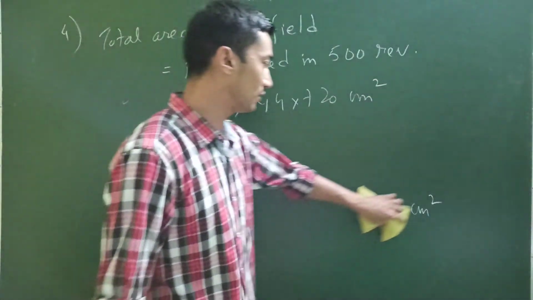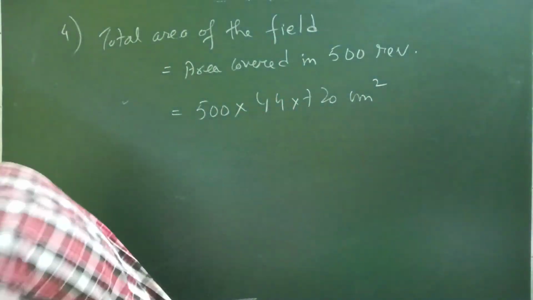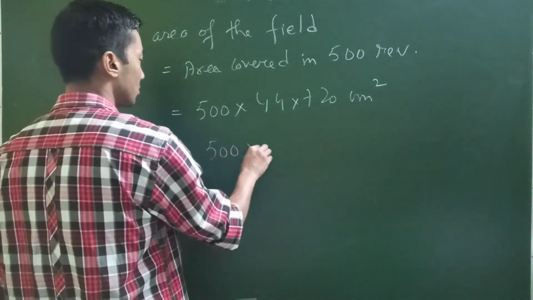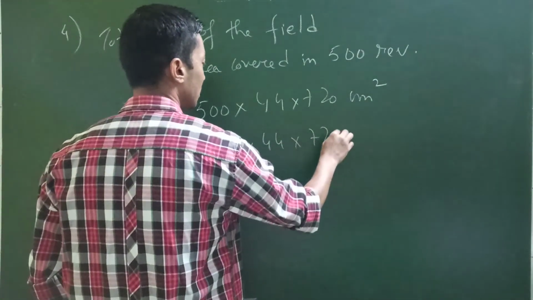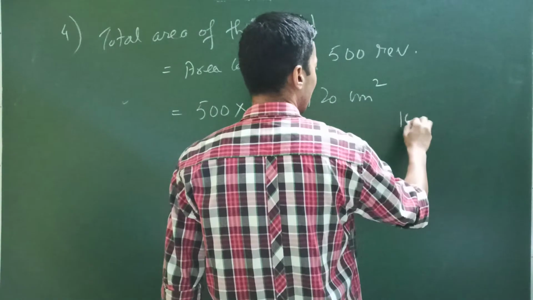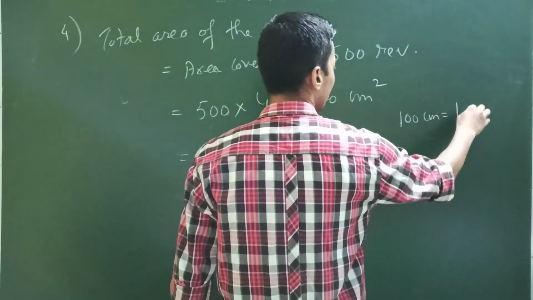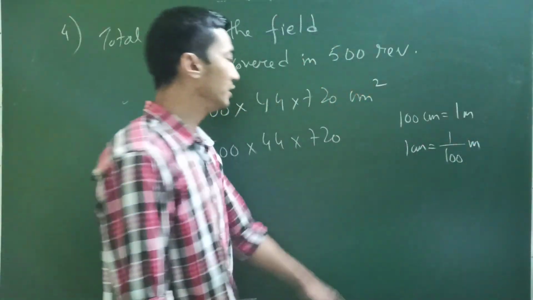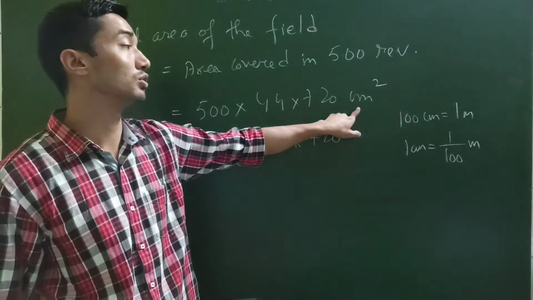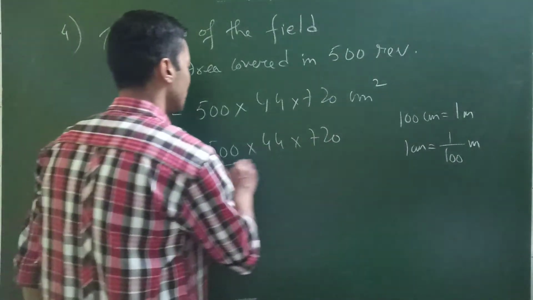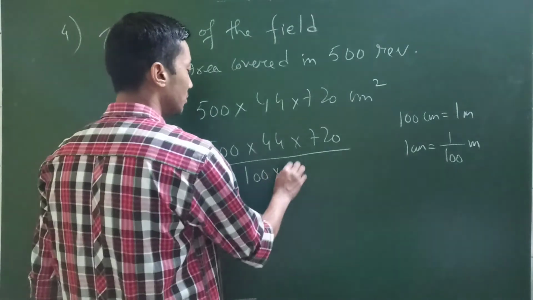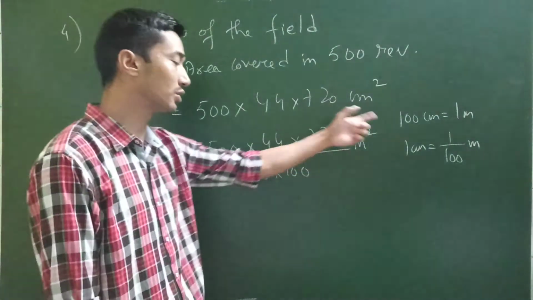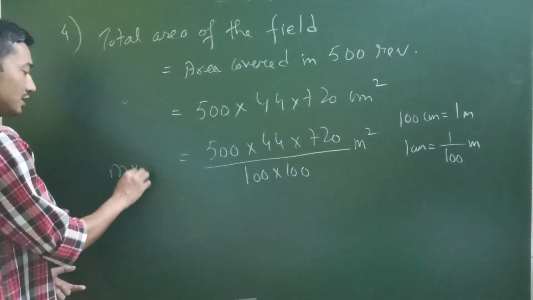But the question tells you to find the area in terms of meters square, not centimeters. So I will convert this to meters square. We know that 100 centimeters is equal to 1 meter. That means 1 centimeter is equal to 1 upon 100 meter. But we have centimeter square here, so we have to do it not only once but 2 times to convert it into meter square.